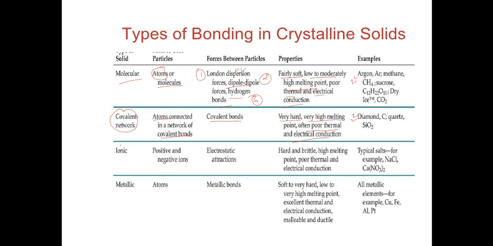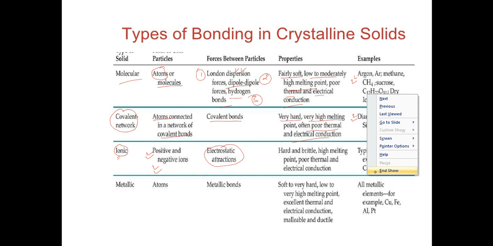Similarly, the third type of solids is known as ionic solids. An ionic solid, obviously, consists of positive and negative ions. Positive ions are known as cations, whereas negative ions are known as anions. Positive and negative ions are attracted by a strong electrostatic force of attraction. They are hard, brittle, have a high melting point, and poor thermal and electrical conduction. Examples of such salts are NaCl and calcium nitrate.